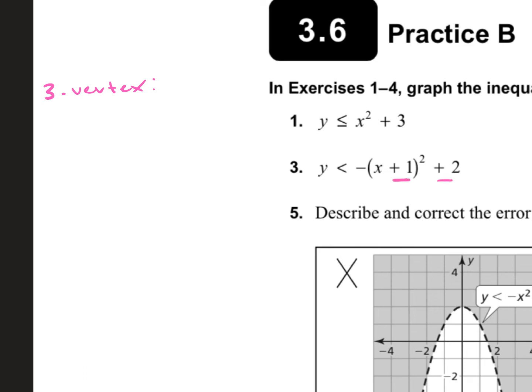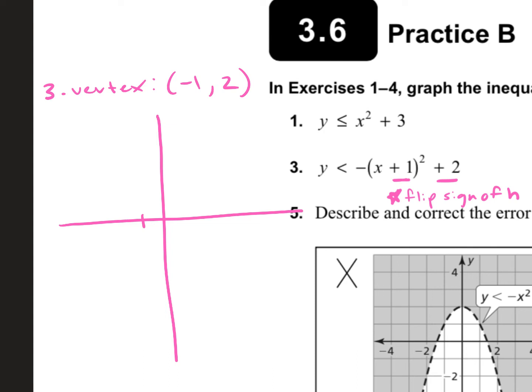What would the vertex be? Negative 1 comma 2. Remember, you always flip the sign of h. So you always flip the sign of the first one. So we can go ahead and graph that point. I'm going to go to the left to negative 1 and up 2. Now without even finding another point, how could we find another point?